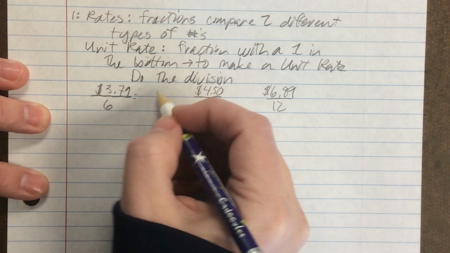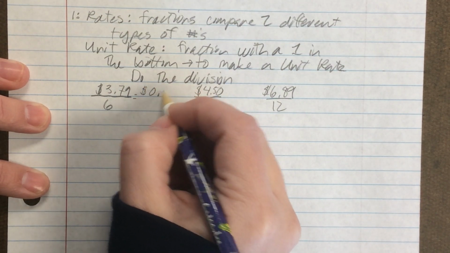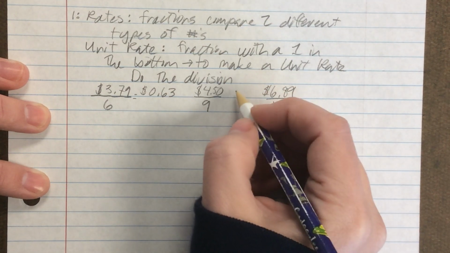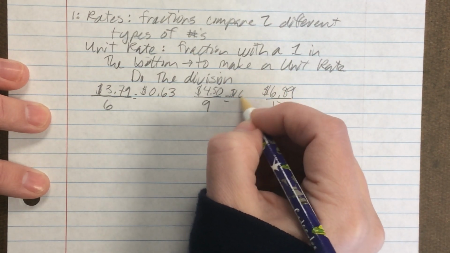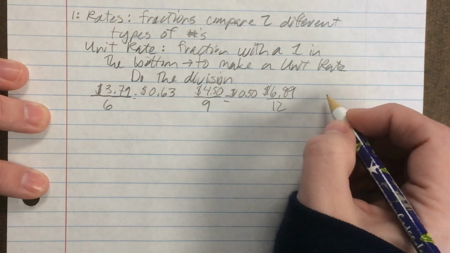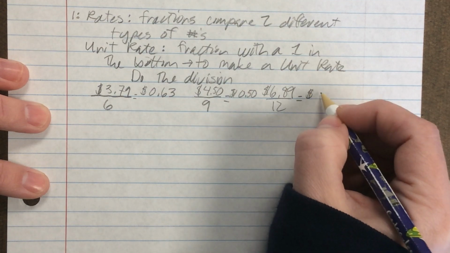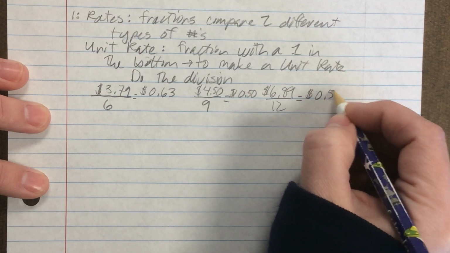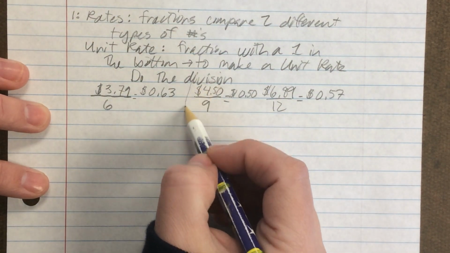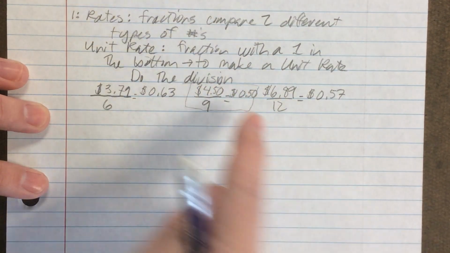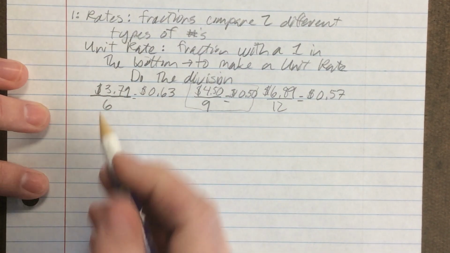So $3.79 divided by 6 is 0.63 dollars per squeezie. And this one turns out to be 0.50 dollars per squeezie. And this one turns out to be 0.57. So the 9 squeezies for $4.50 is the best value or the lowest unit rate. Okay, so that was section 1.